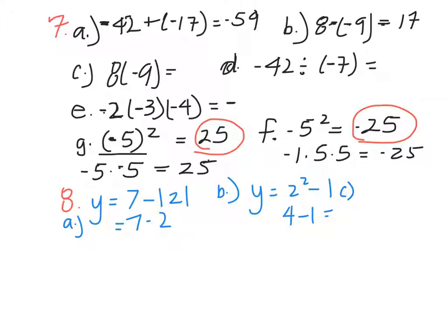C says y equals the square root of 2 plus 14. We have to do this 2 plus 14 first, so we have y equals the square root of 16. What's the square root of 16? What same number multiplied together by itself equals 16? I think you can figure that out. I'll let you do it.